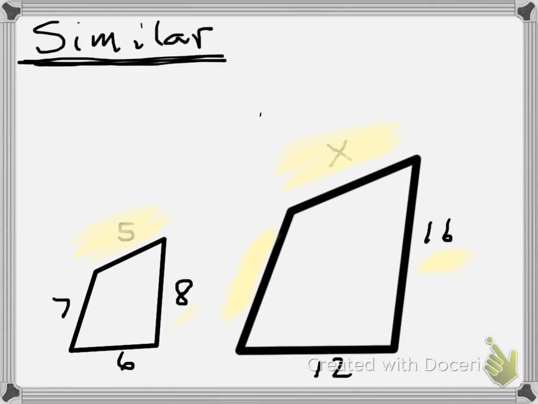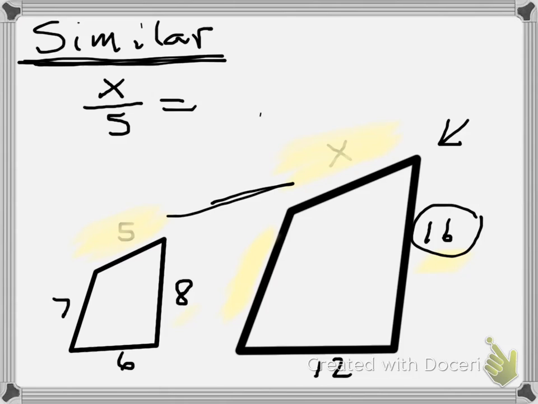Now again, we can compare the little shape to the bigger shape, or we compare the respective sides together. So we could do it like this. X is compared to the 5 as, notice the bigger shape is in the numerator, so the bigger side on the other side must be the numerator. As 16 is to 8. Let me say that again.